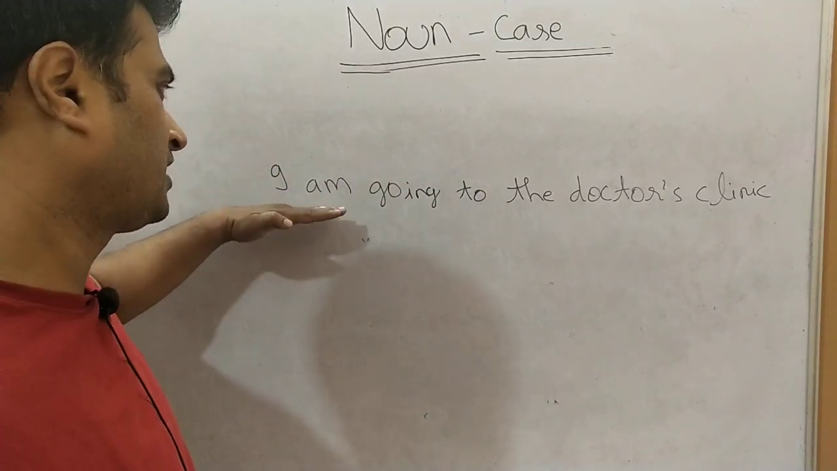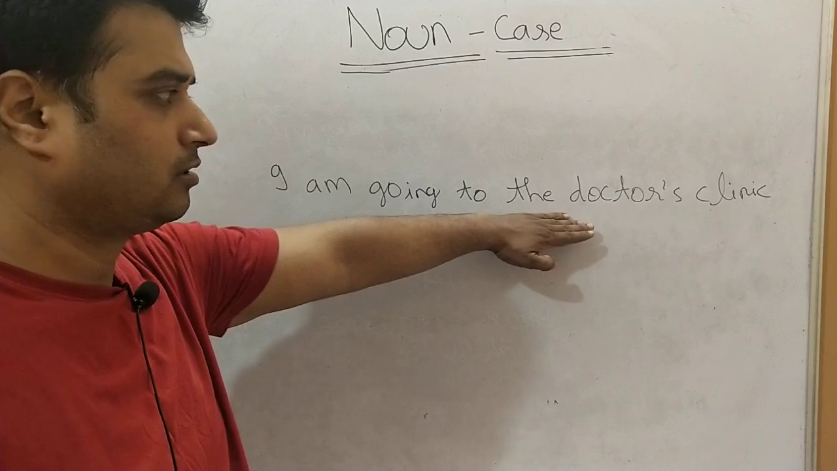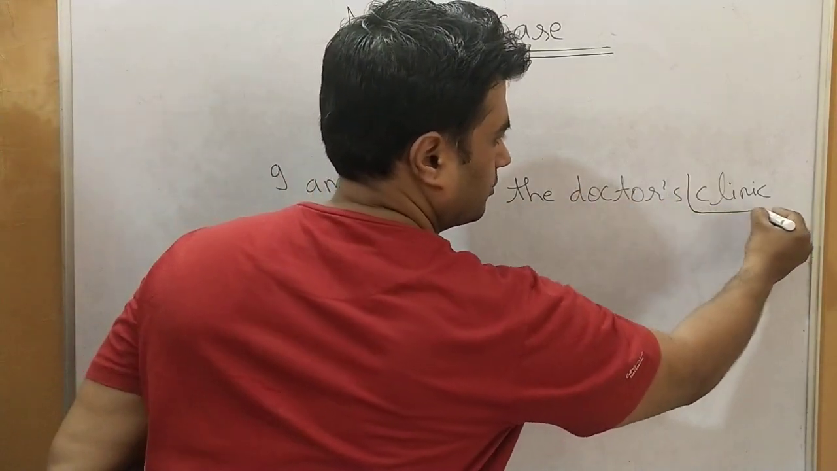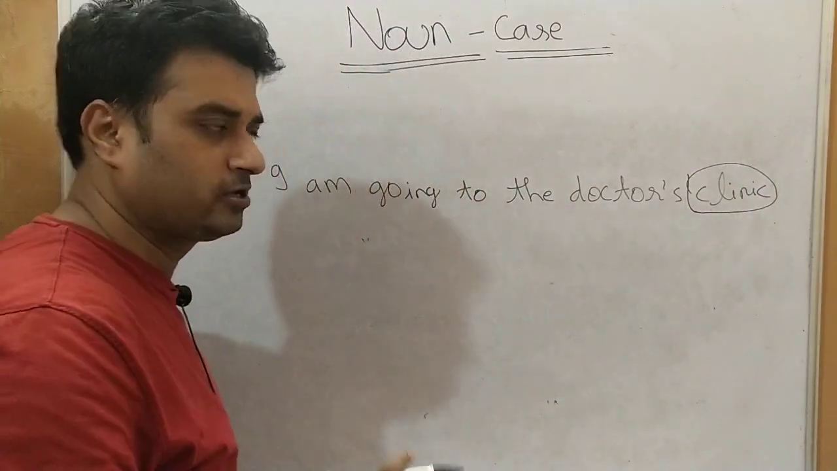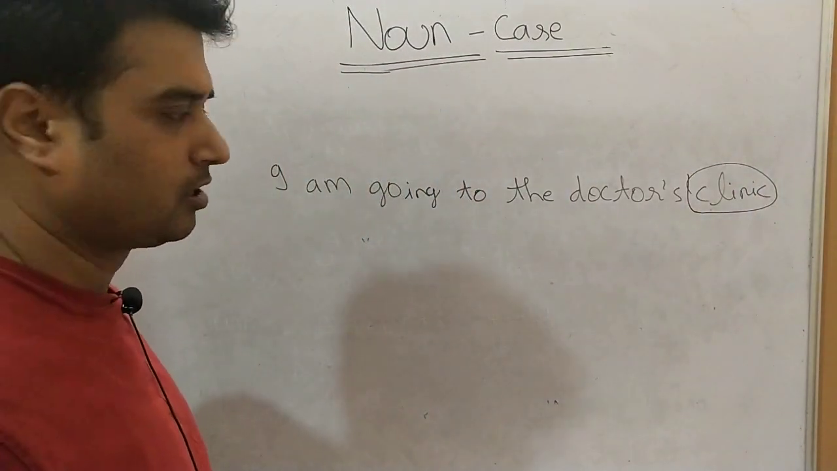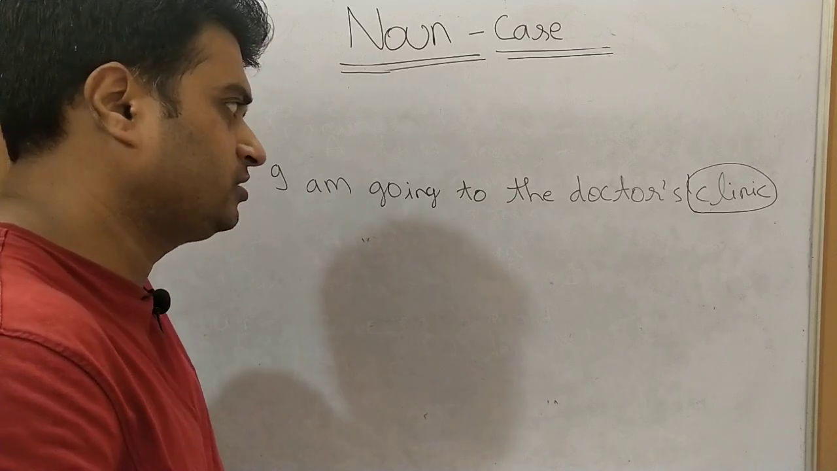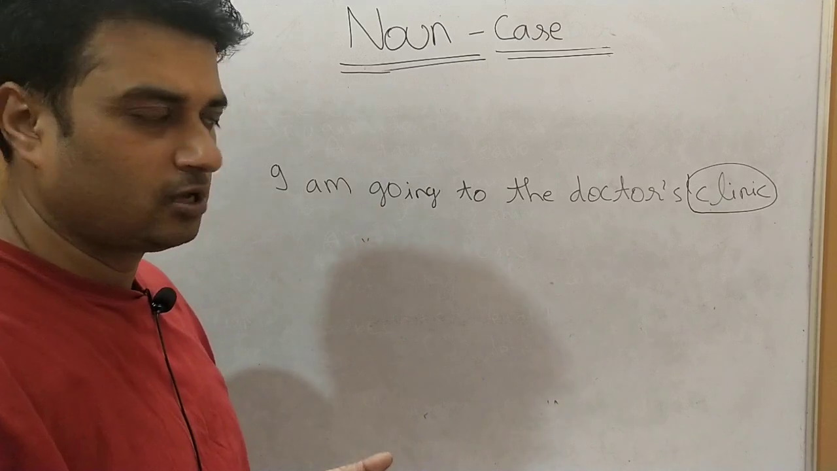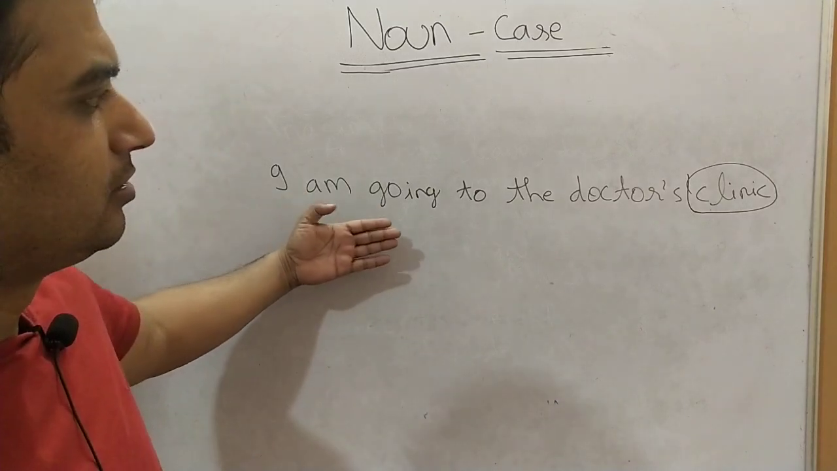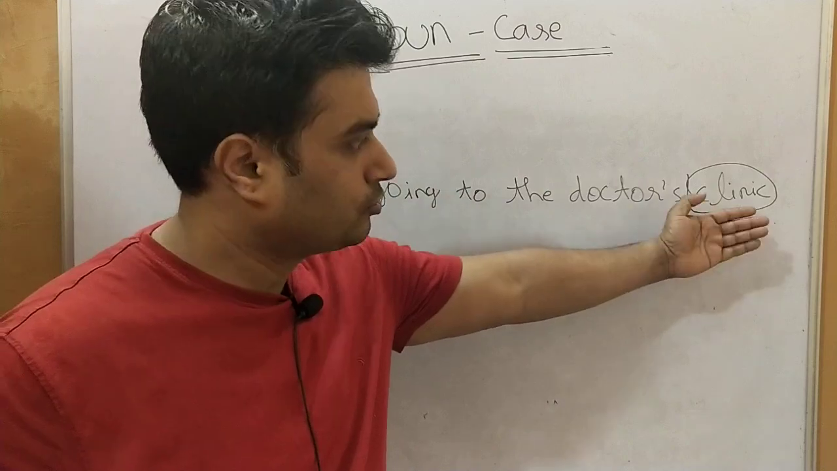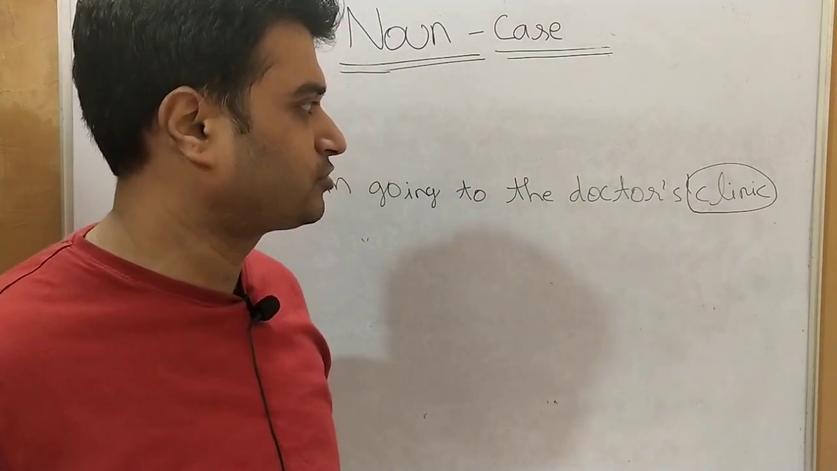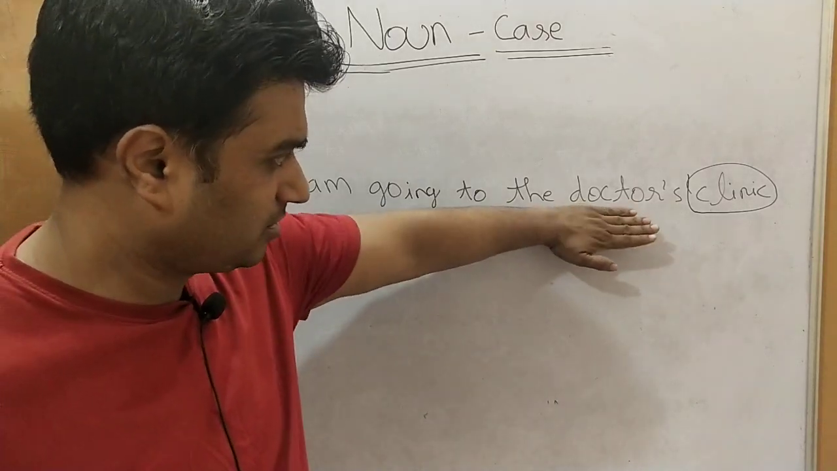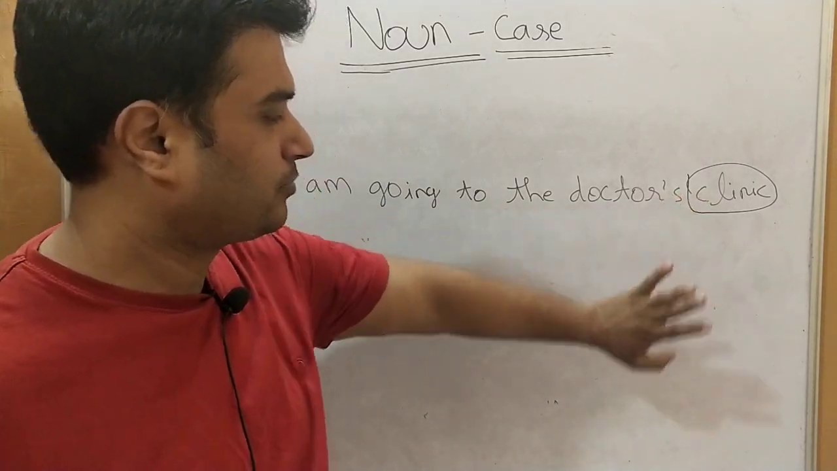So if I simply say that I am going to the doctor's, if I remove this word, then I hope it is understood what we are talking about. If I say I am going to the doctor's, then it is obvious that I am going to the doctor's, either to the clinic or to the hospital. So whenever the noun showing a place is understood, there is no need to use that noun. We simply put this noun in the possessive case.